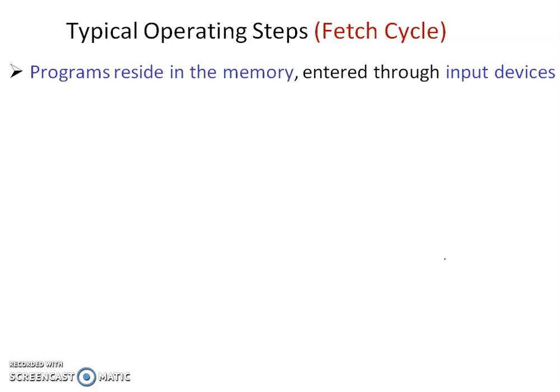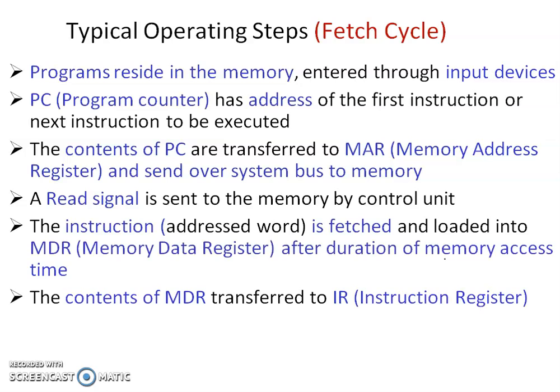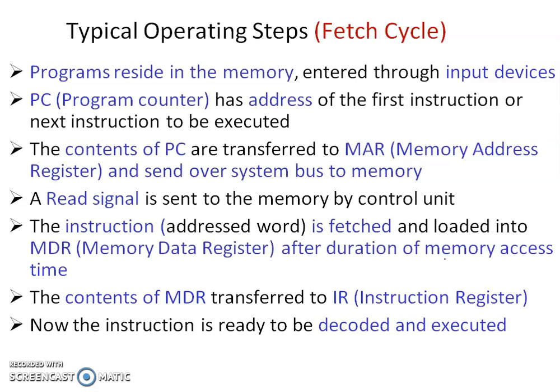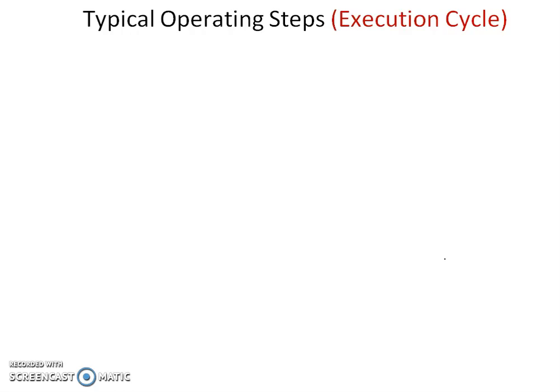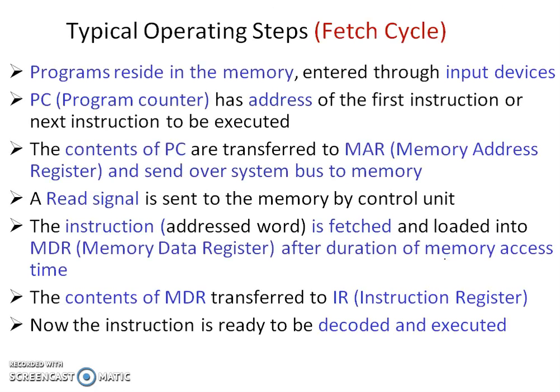Okay, first cycle is fetch cycle and the second one is execution cycle. So starting with the first, fetch cycle, it says that programs will be residing in the memory. Everyone knows that any program before execution will be stored in the memory, and those programs will be entered via the input devices. Okay, so PC will be pointing.